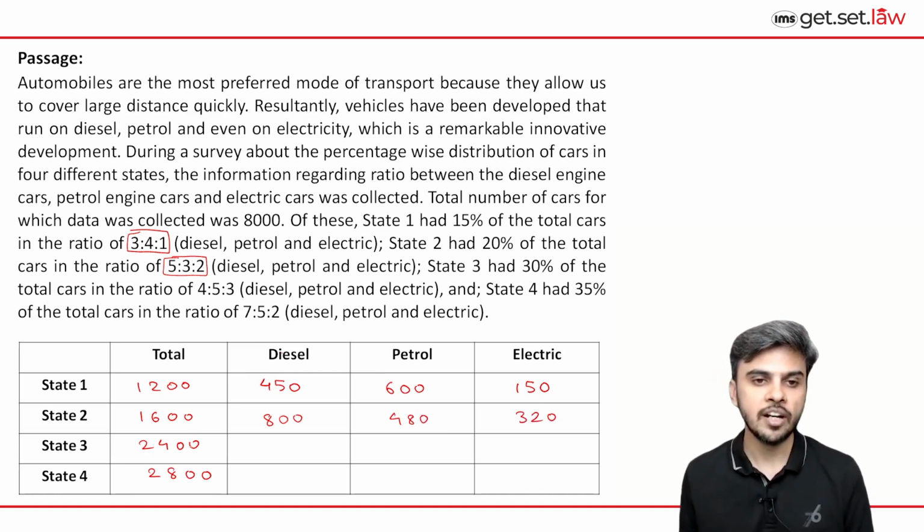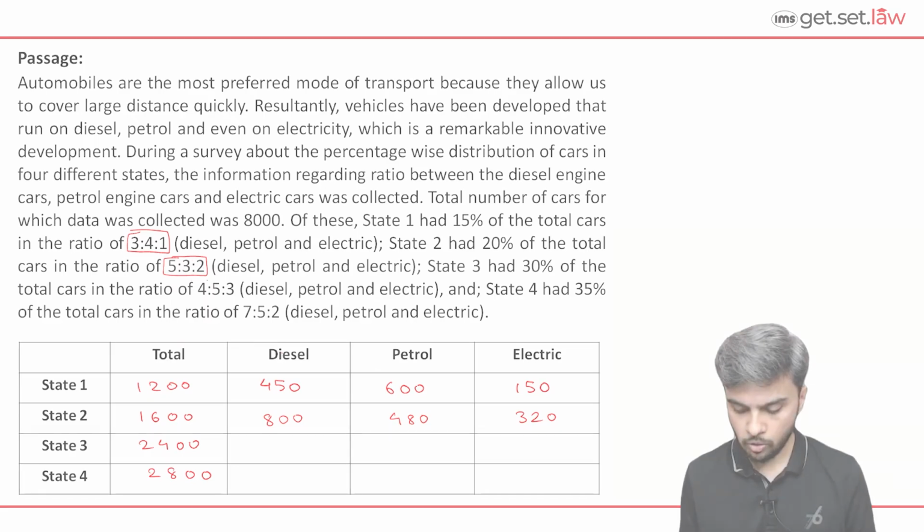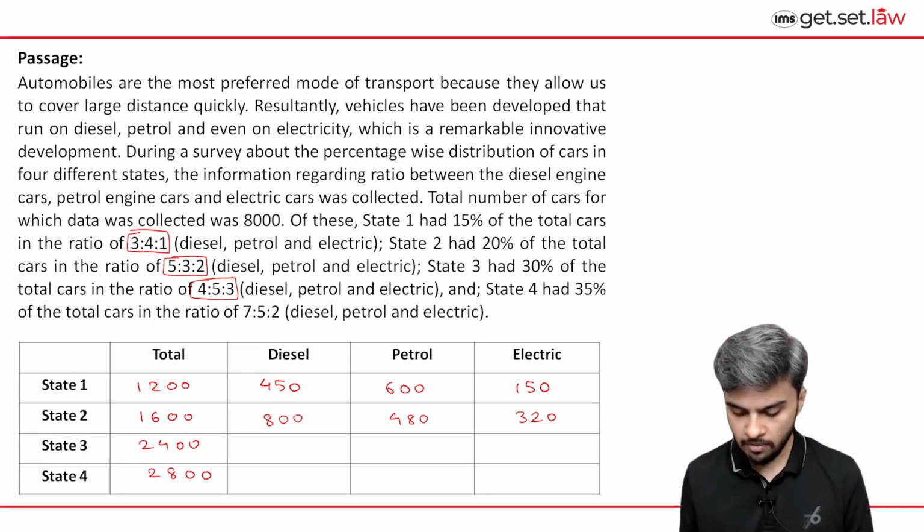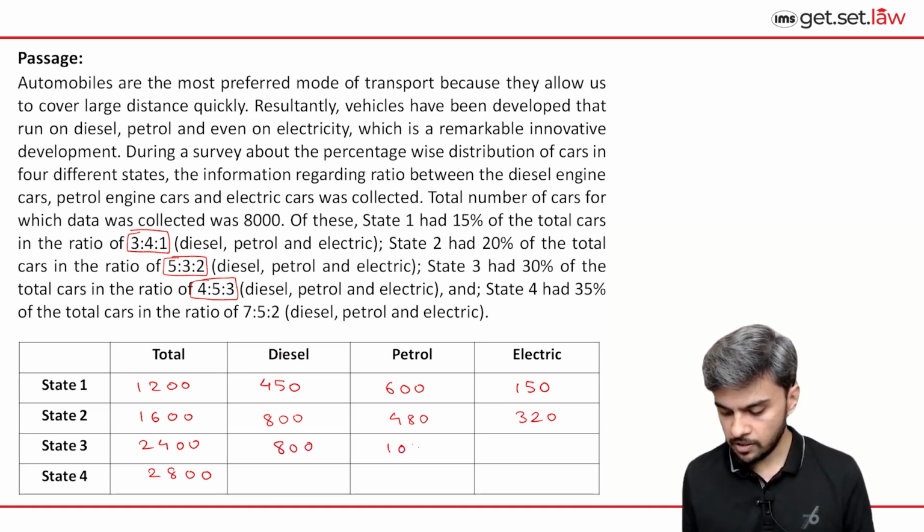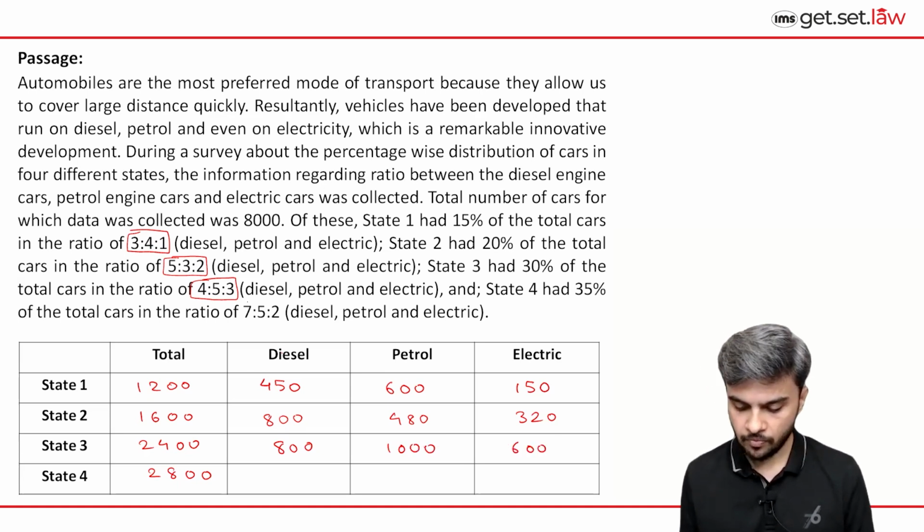For state 3, the ratio is 4:5:3. 4 plus 5, 9. 9 plus 3, 12. 2400 divided by 12 is 200. 200 into 4 is 800. 200 into 5 is 1000. 200 into 3 is 600.